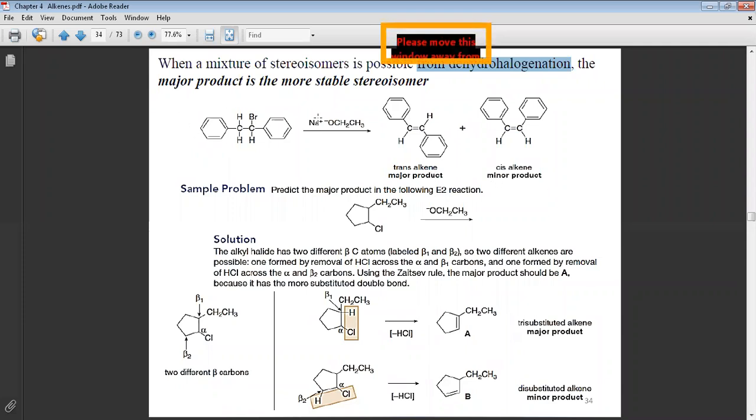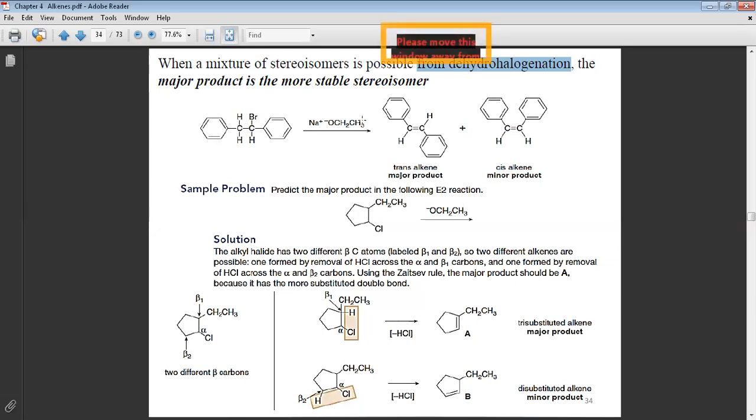Look here, you have a base. This is a strong base. The strong base attacks this proton, removes it and makes the double bond here, and gives you the product. For the product, we have isomers, cis and trans. Which one is the major one? Of course, the trans is the major one.